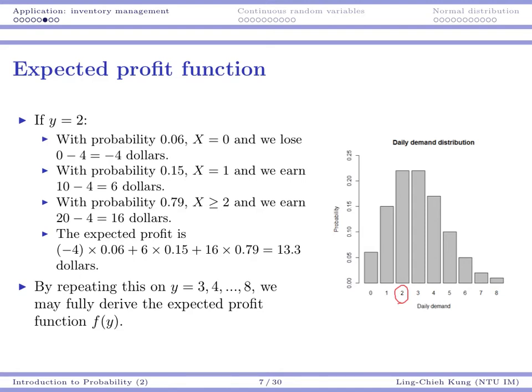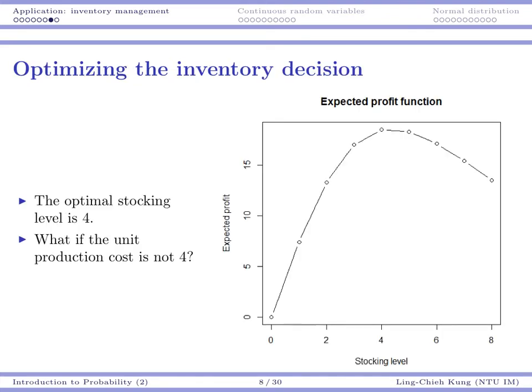If I keep doing that, I will be able to find f of y for all the possible values of y, and then I simply need to find which one is the largest. So let me skip that process. You probably want to do these kinds of verifications by yourself, but the idea is just as simple as in the previous slides. I have done here, here, and here. I can keep doing so, and immediately I can see the optimal stocking level is 4.